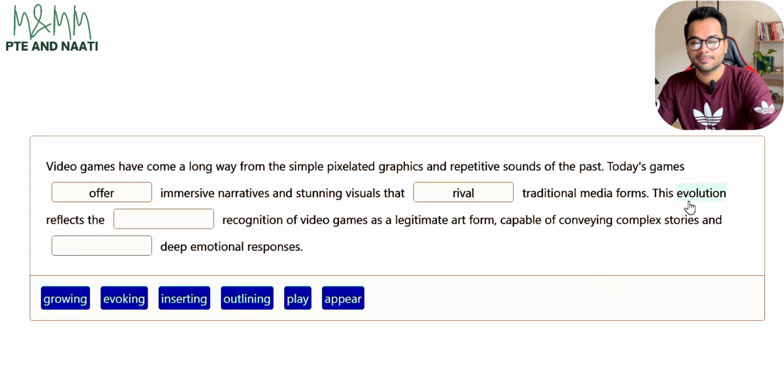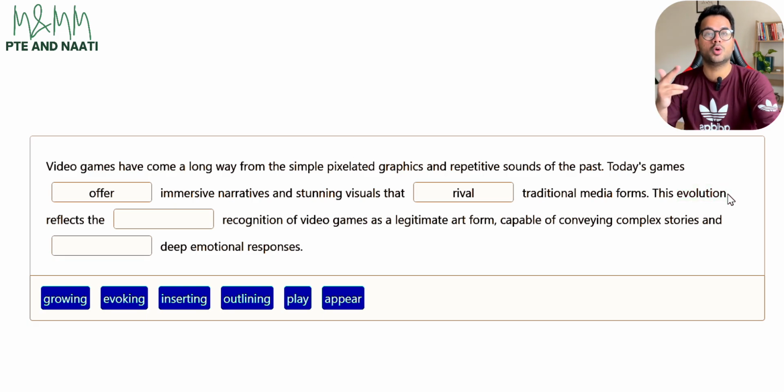Next, this evolution reflects the dash recognition of video games as a legitimate art form. So recognition is a noun because it's ending with tion, T-I-O-N, and there's a blank before the noun. That means we're missing an adjective over here. The growing recognition definitely makes sense, that the recognition of video games is growing. And another biggest hint was this word, evolution. Evolution means what? Growing. So we need something similar over here to complete the sentence.